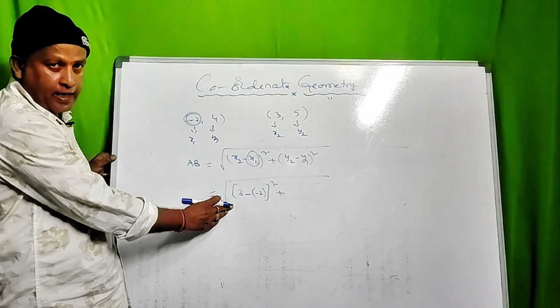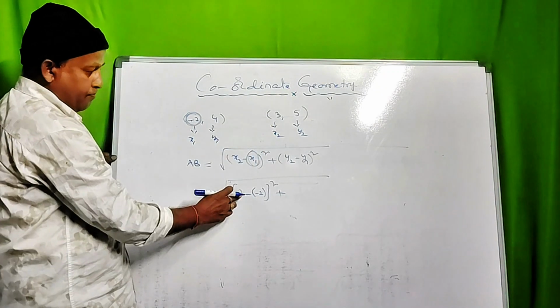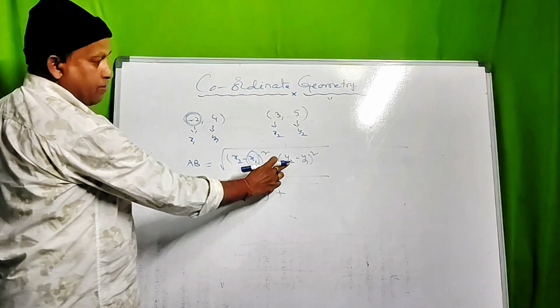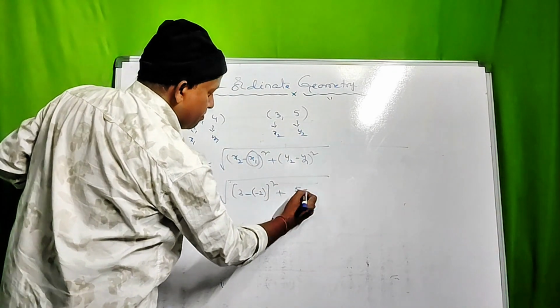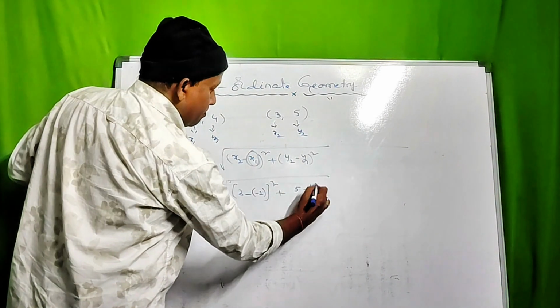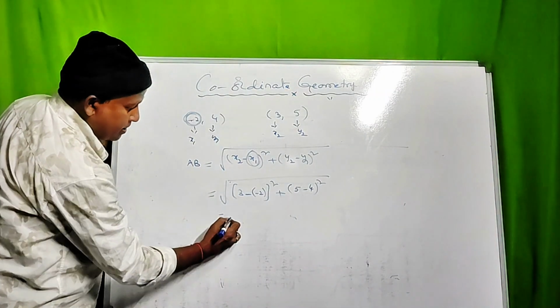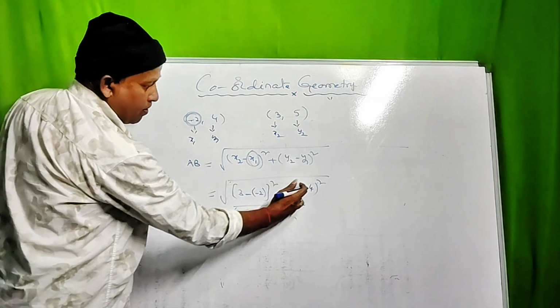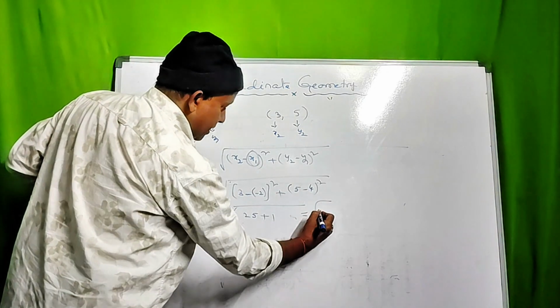So you might have understood, right? x2 means 3, x1 means minus 2, so 3 minus of minus 2. Similarly, y2 means 5, minus 4. So that is 25 plus 1, which is root of 26.